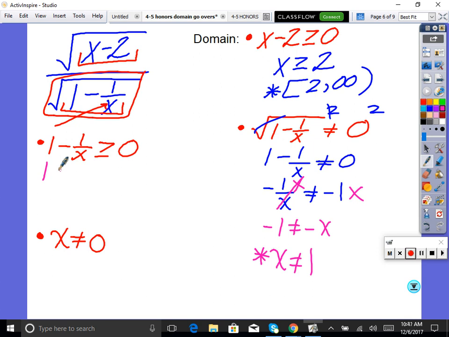So I have 1 is greater than or equal to 1 over x, right? Now I'm going to multiply both sides by x. But you would have got the same answer depending on how you did it. X must be greater than or equal to 1. So wouldn't that be like this? Bracket 1 to infinity?